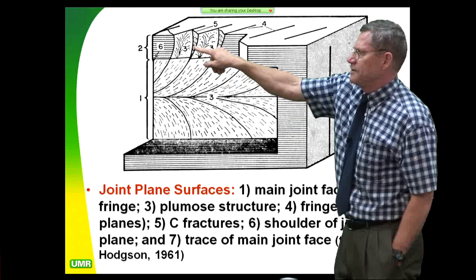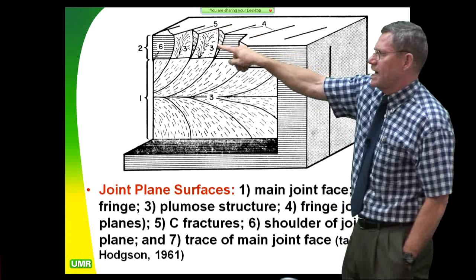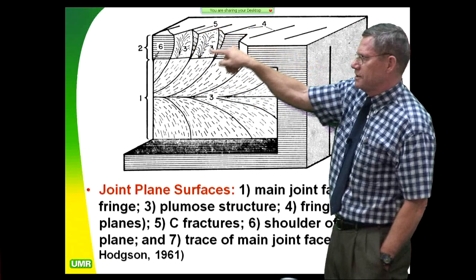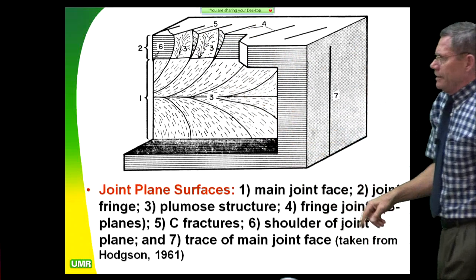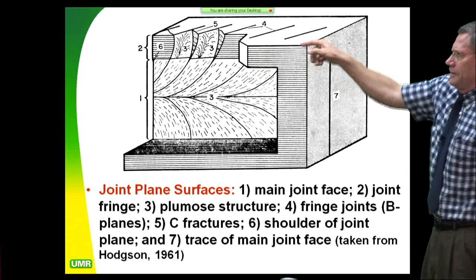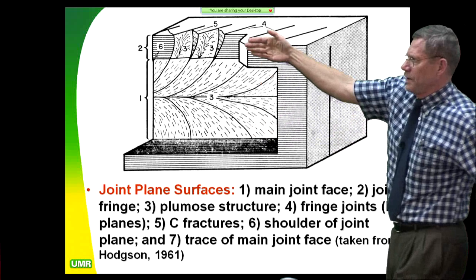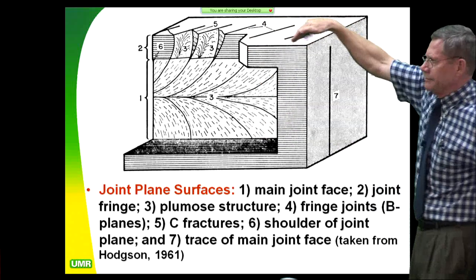That's these things that look like feathers. And that's where this thing comes up and turns and goes off at an angle and stops. And you get the plumose structure up there on that. Four are fringe joints. The fringe joints are where it goes in at an angle, usually about 30 degrees. So this thing's straight here. And then as you get to the fringe, they get curvilinear and turn in.